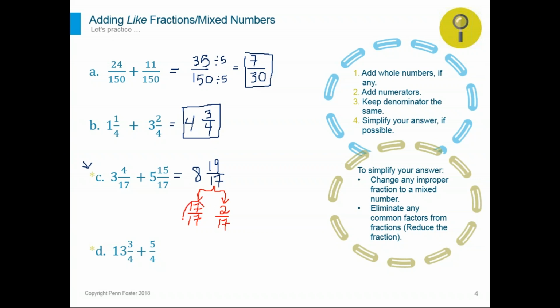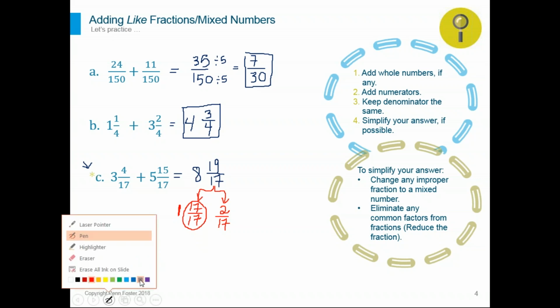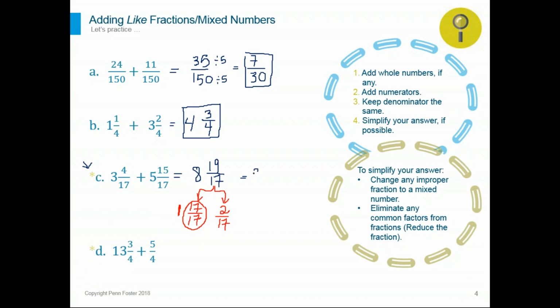Now I'm going to take the 17 over 17. I'm going to think about it as a 1, number 1. And I have a whole number, 8. Add them together, 8 and 1 will give you 9. So the answer would be 9 and 2 over 17.